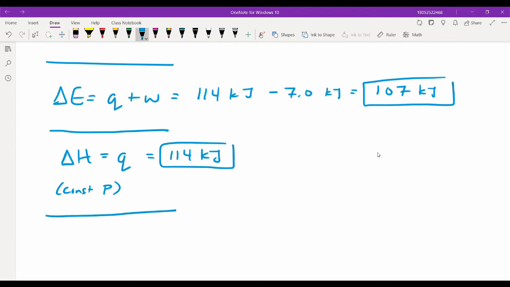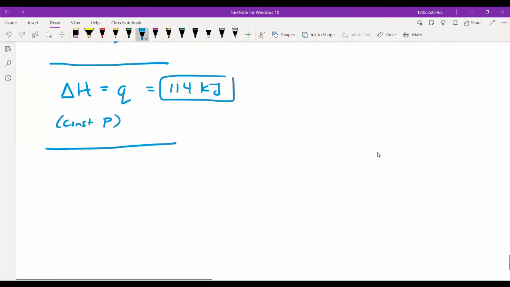Okay. So not too bad. And now we get to entropy. Entropy is also going to be one where we have to do each step. It's kind of like Q and W. We're going to have to break it down.